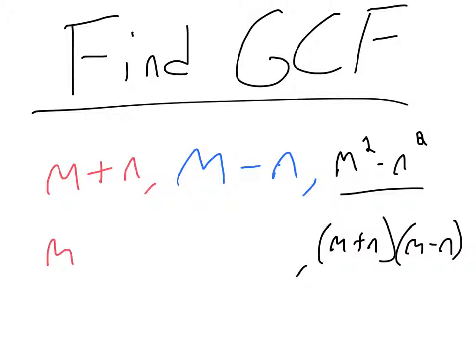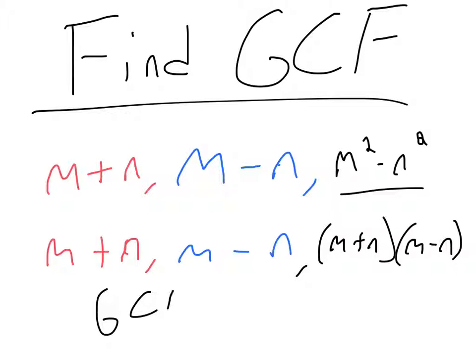But looking at everything else, we do have an M plus an N, an M minus an N, but we can't take, for instance, an M plus N out of everything. Because we can take an M plus N out of this, we can take an M plus N out of this, but we cannot take an M plus N out of this. It wouldn't divide evenly. Same goes for M minus N. We could take that out of this one, we could take that out of this one, but we can't take it out of this one.